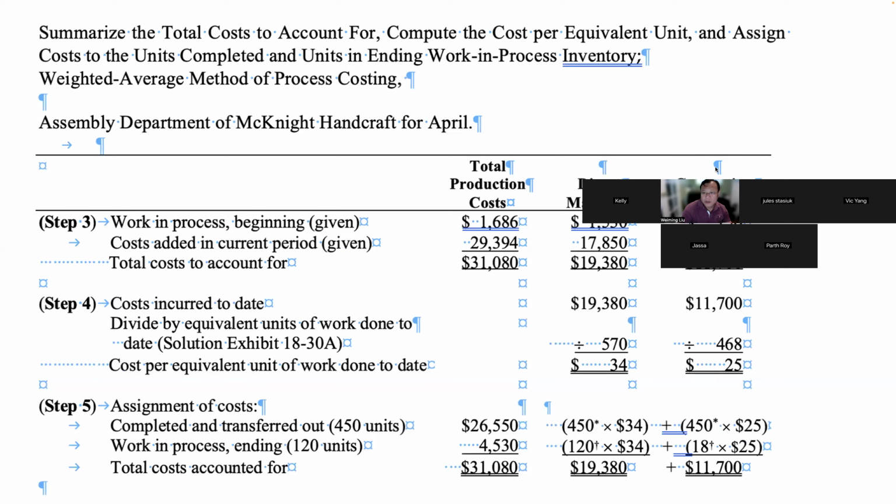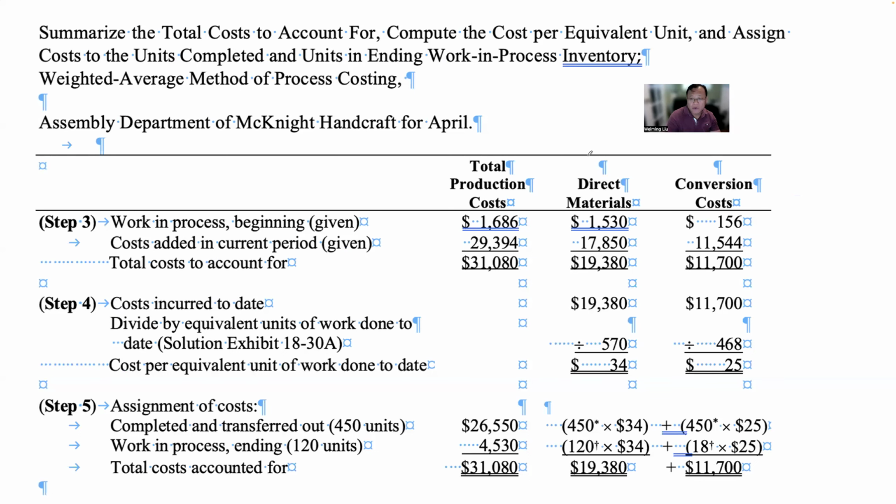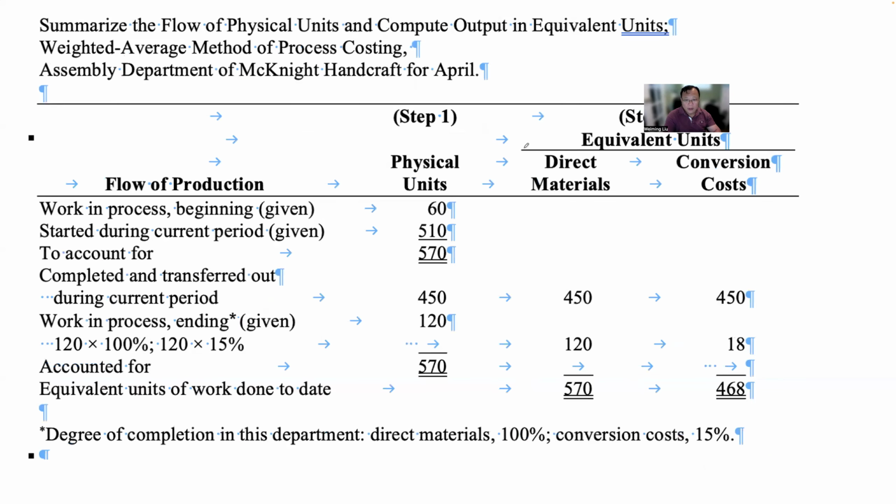So first, we're going to do that. First step, we want to check the physical units, right? The beginning is 60 unfinished, and you start 510. So in total you have 570 units to work on, and you completed and transferred out 450. So in the ending, you have 120. That's the physical units.